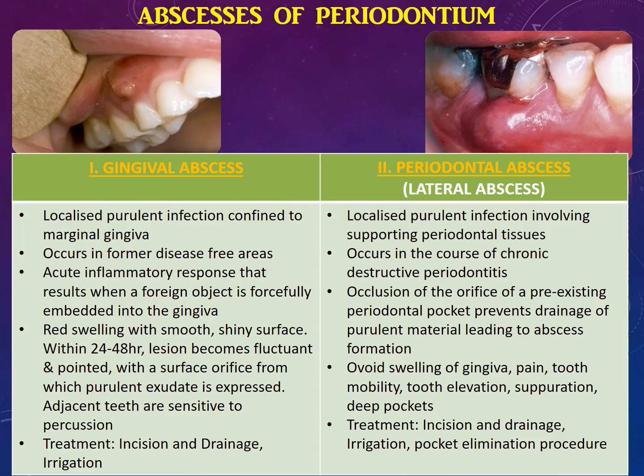Whereas the clinical features of periodontal abscess are ovoid swelling of gingiva, pain, tooth mobility, tooth elevation, suppuration, and deep pockets. The gingival abscess can be treated by incision and drainage and irrigation, whereas the periodontal abscess should be treated by incision and drainage, irrigation along with pocket elimination procedure.